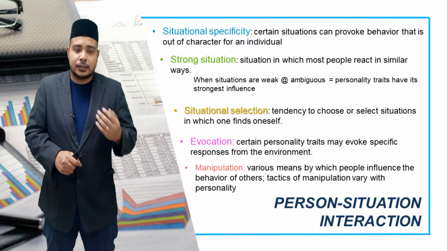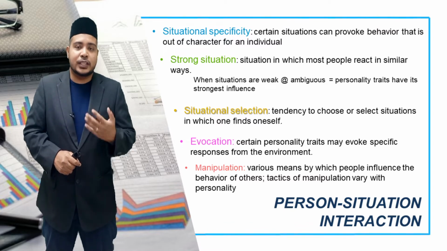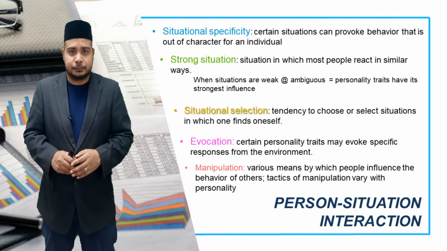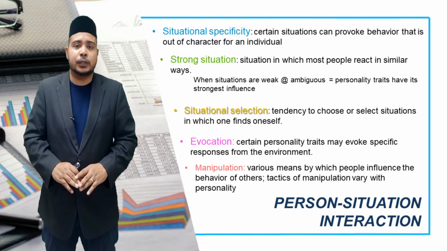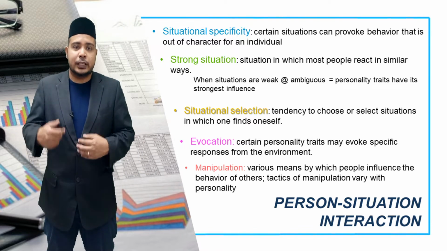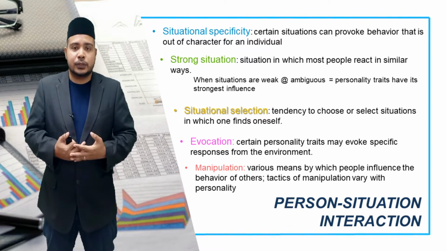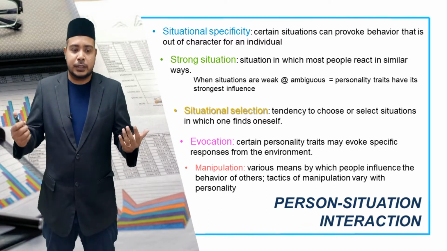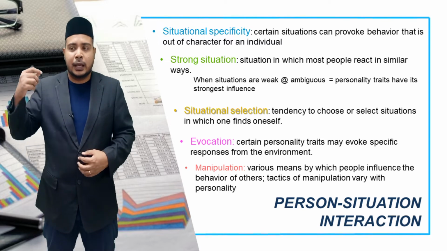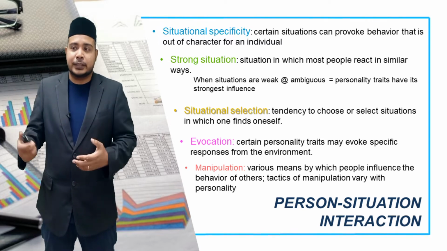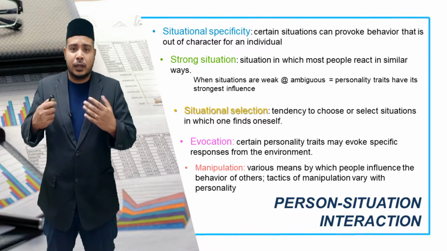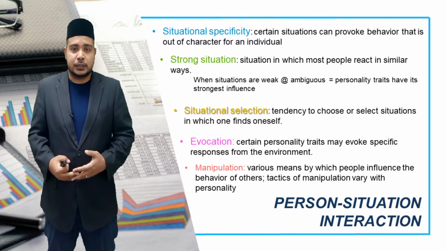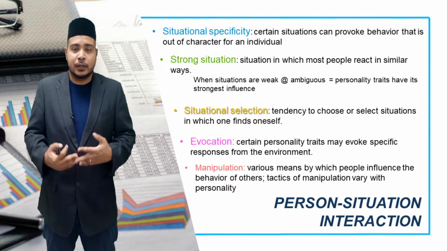Next is evocation. Certain personality traits may evoke specific responses from the environment. Let's say you know someone who is a hypocrite. Maybe it could be among you, someone that people know. When this person comes, even though they try to create a situation which is entertaining, because everyone knows the person's real character, which is manipulative, everyone gives a hostile response towards the person because of that person's personality traits.